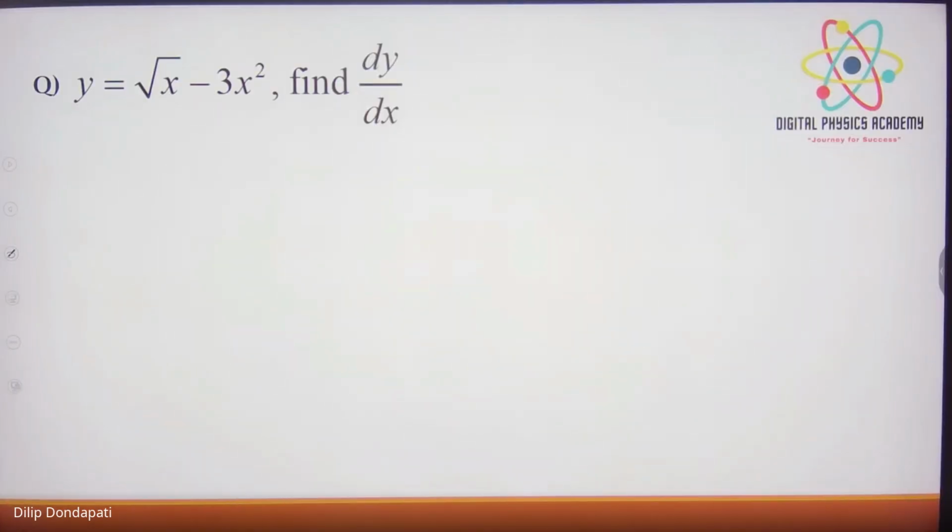Okay. y is equal to root x minus 3x square. Find dy by dx. Root means whole power 1 by 2. Do that.